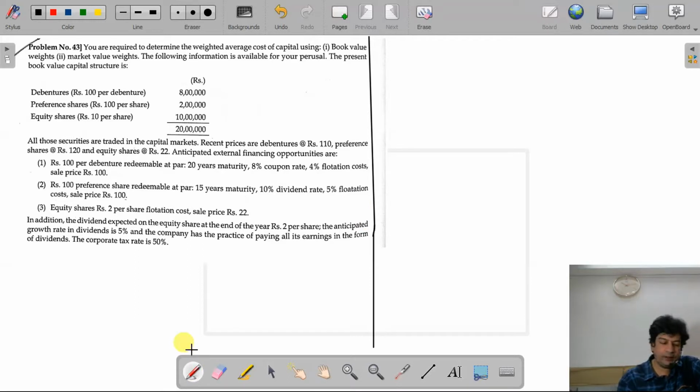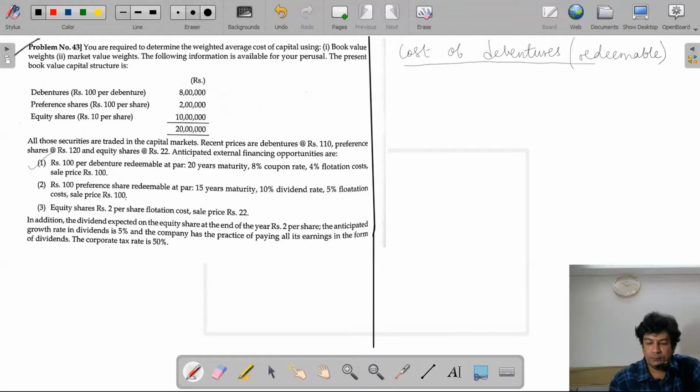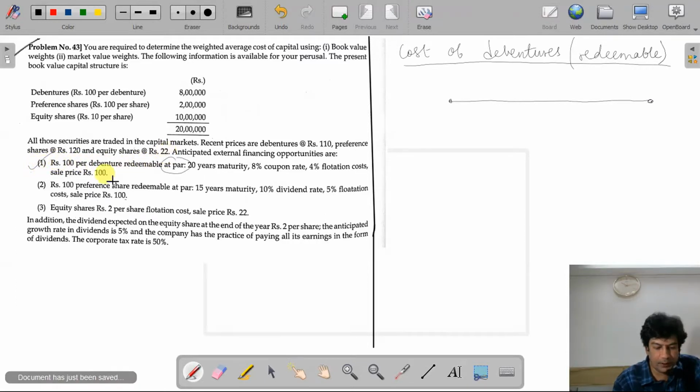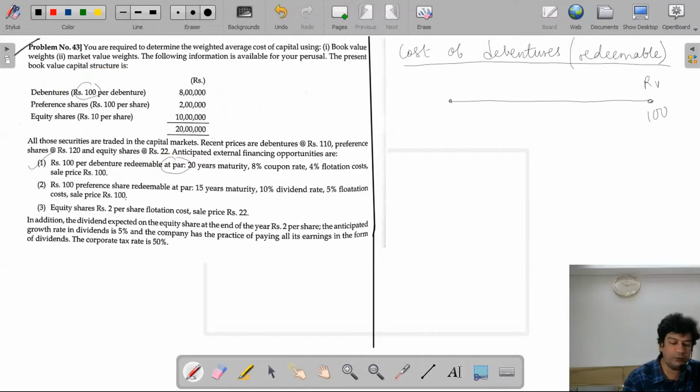So what I will be doing, I will be going by the order. The first one is that I have to find the cost of debentures which are redeemable. So we are going to find the cost of debentures, and these are redeemable. So I will be drawing a timeline. Rupees 100 per debenture, they are redeemable at par. So the redemption value is rupees 100. Par means they are redeemable at this face value which is 100. So their redemption value is 100.